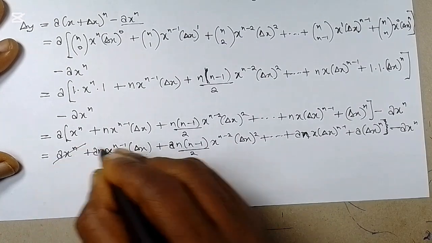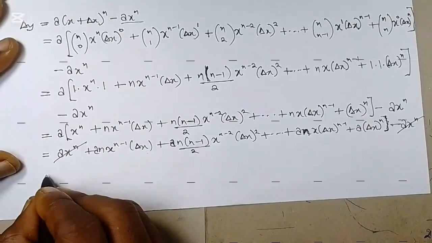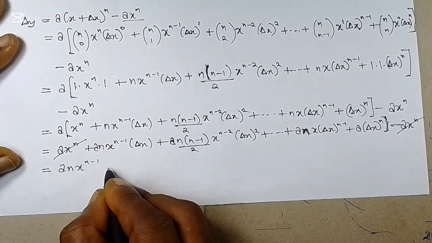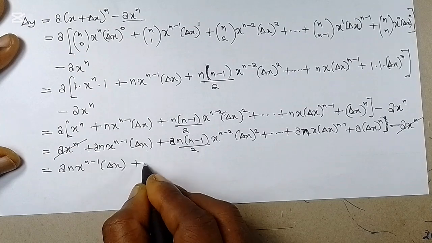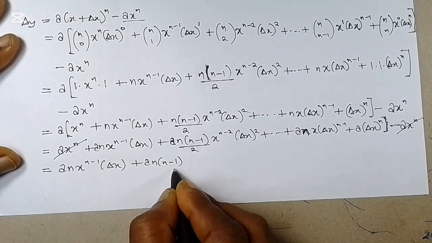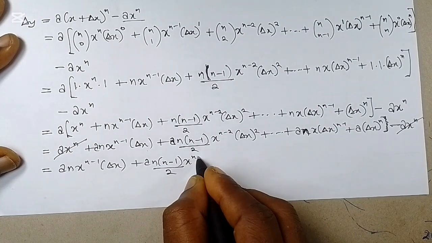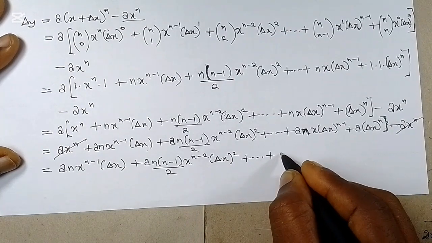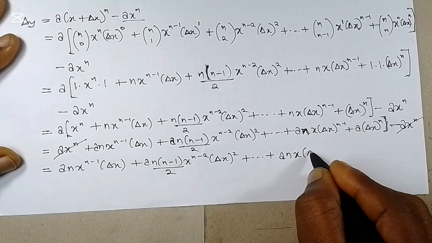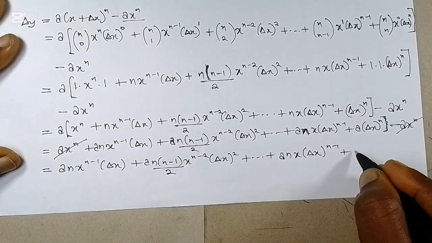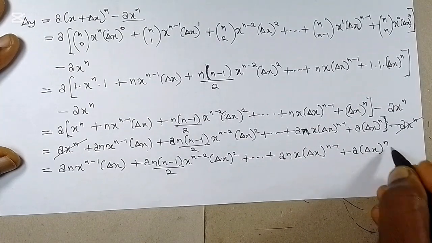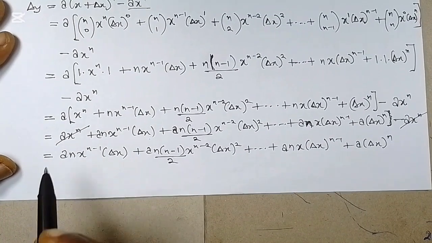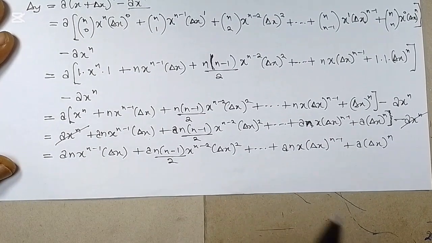Now you will notice that this can cancel this and the problem reduces to a n x^(n-1) change in x plus a n(n-1)/2 x^(n-2) change in x all squared plus ellipsis plus a n x (change in x)^(n-1) plus a (change in x)^n. Now at this point we have gotten a simplified expression for change in y, the infinitesimal change in the dependent variable.